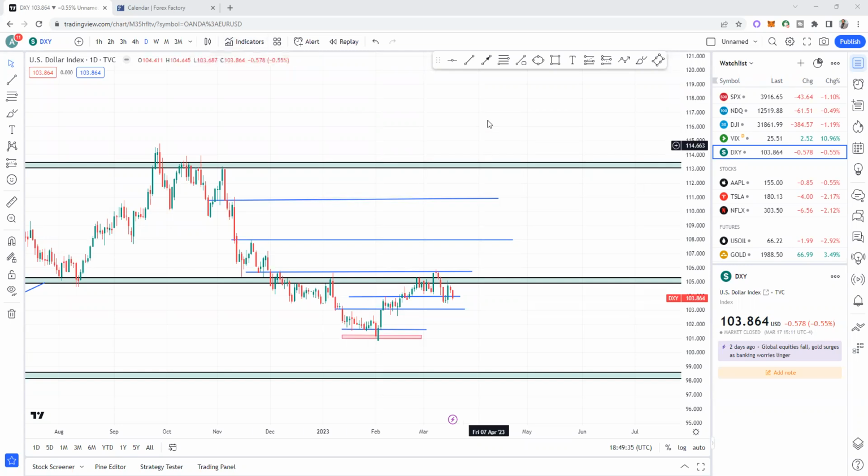So just as in my usual arrangement, it's another time to look at what the market is going to do this week. And like we normally do, I love to start with DXY. That's the dollar, the US dollar index.